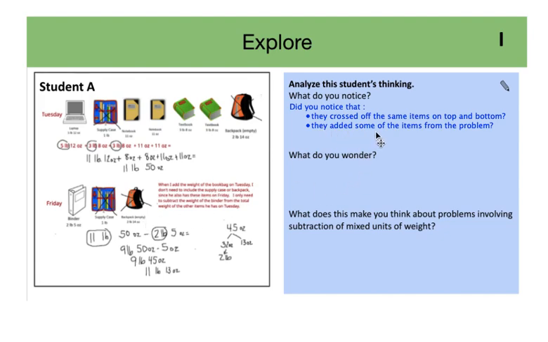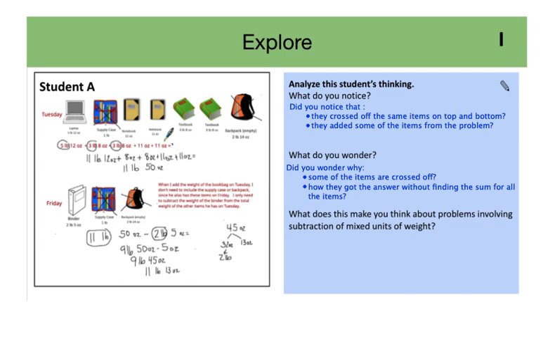And did you notice that they added some of the items from the problem? They didn't get that 18 pounds that we got for Tuesday. Their numbers are slightly off, but their answer is the same that we got, right? We got as a final answer 11 pounds, 13 ounces. What did you wonder? Did you wonder why some of the items are crossed off? Yeah, we'll talk about that in a moment. And did you wonder why or how they got the answer without finding the sum for all the items? Let's explore that a little bit more.